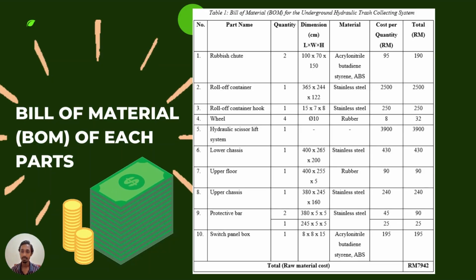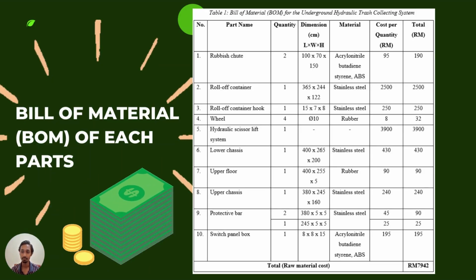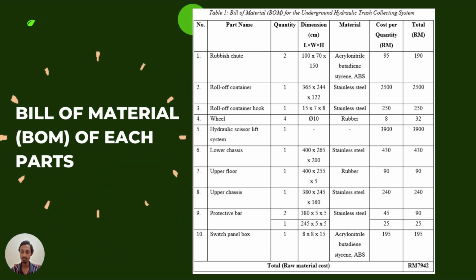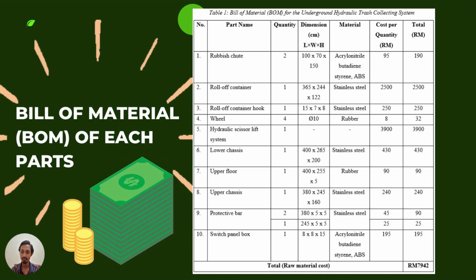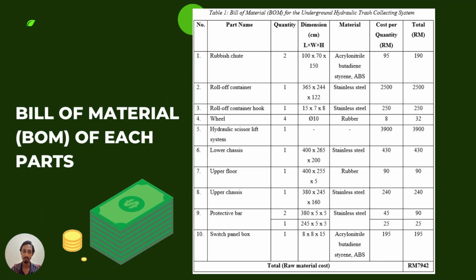Now I'll be talking about a bill of material for our trash collecting system. The total quantity of parts involved is 16 parts, and the total cost of the raw material needed to fabricate our system is approximately 7,942 ringgit.